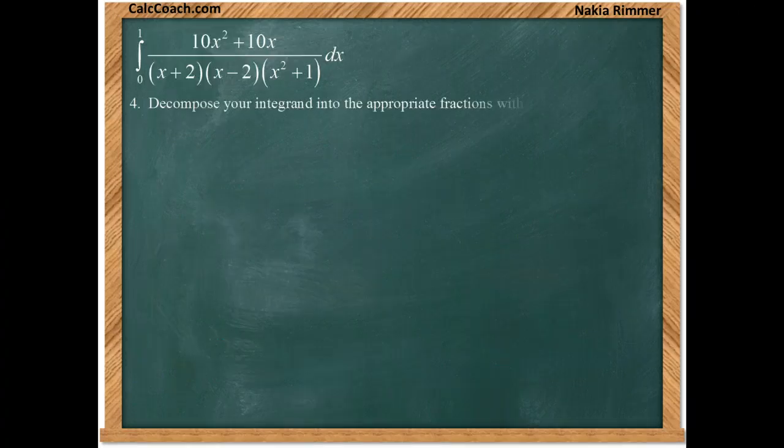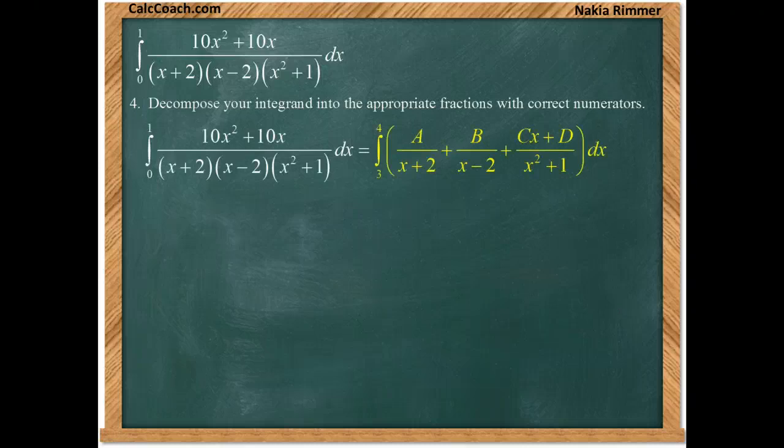So how do you decompose? Well, it's going to be some a over x plus 2, some b over x minus 2, and some cx plus d over x squared plus 1. Sorry, the limits are from 0 to 1. I'm not sure what happened here. Some typo, I guess. Okay, so remember, cx plus d always goes above an irreducible quadratic.